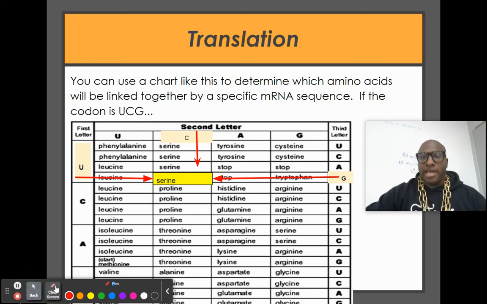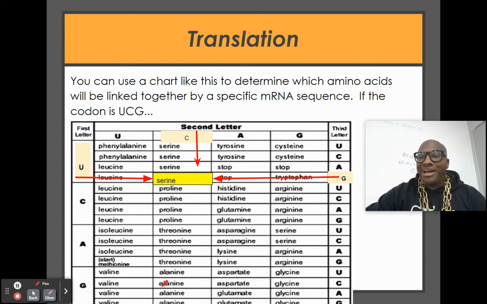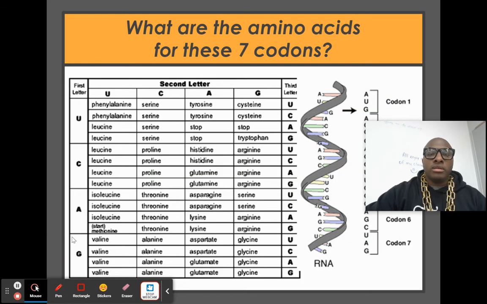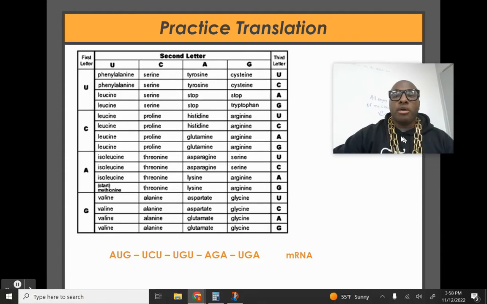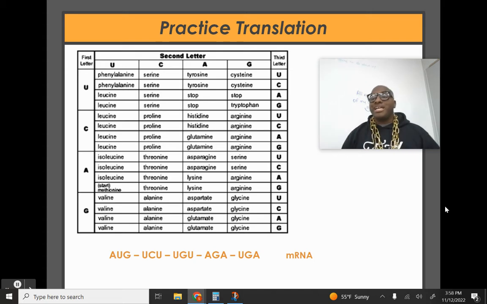What do you think happens now? Somebody say it. You know it. I got to make sure you got some time for some practice. So on this next slide, I want you to practice with this set of mRNA. What would be the matching amino acids to go with it? I'll give you 1 minute.